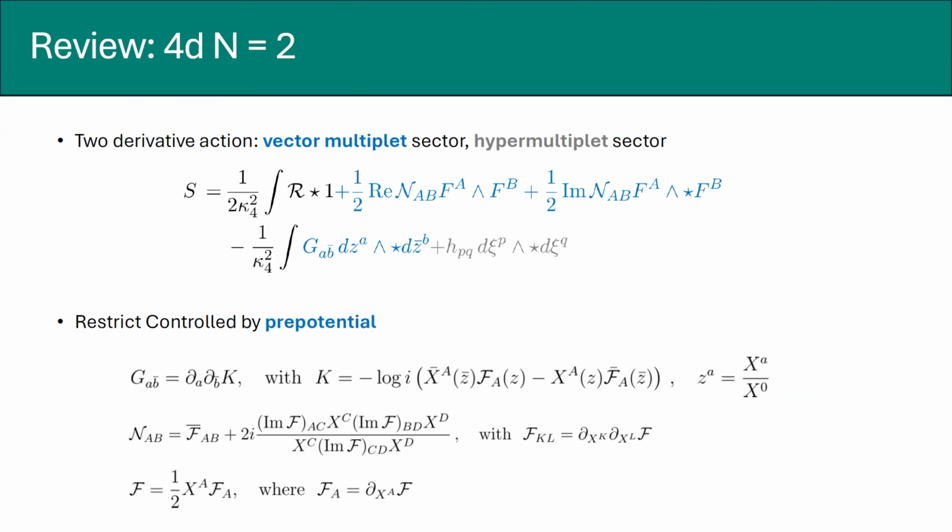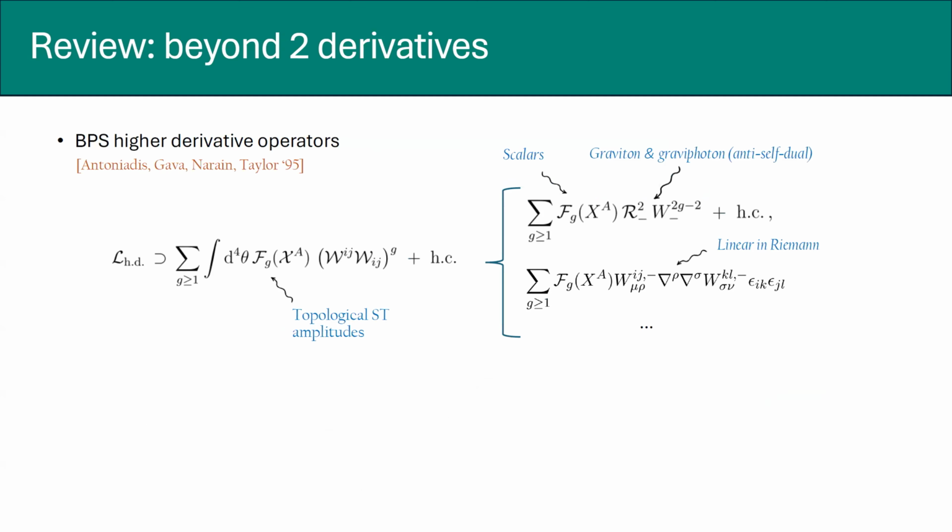What I want you to remember is that the vector multiplet sector is completely specified, fixed by a function called the prepotential. That, in the second bullet, is this curly F. Did you see that once you fix this prepotential, all the kinetic operators, the matrices appearing in the action, are completely determined.